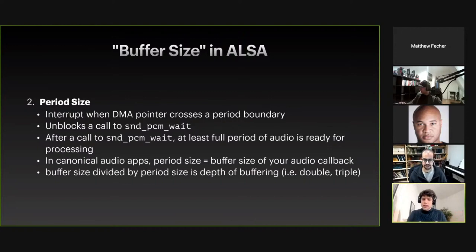And this buffer size, as I said, can be divided into several period sizes. And the number of periods in a buffer is sort of this double or triple buffering, right? Or quadruple buffering, or whatever you want. Which, for example, is a term in Wasabi. In Wasabi, you can actually explicitly say if you want double or triple buffering. And this is equivalent to this.